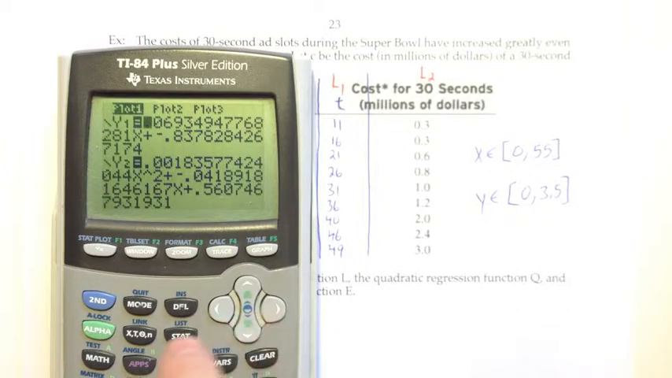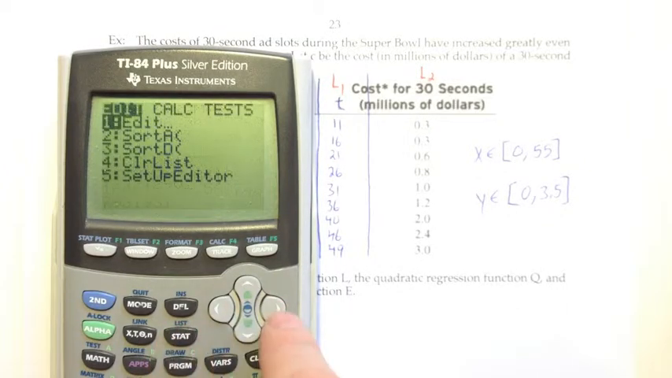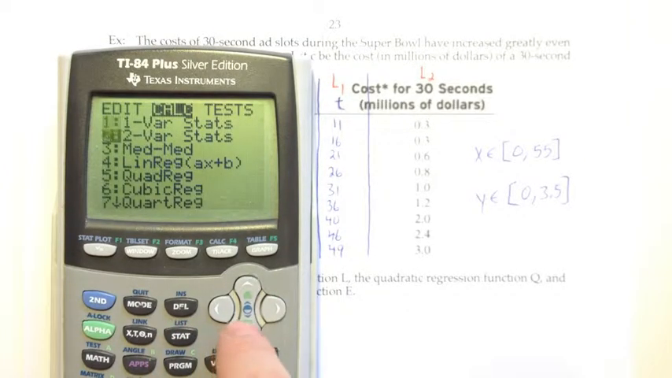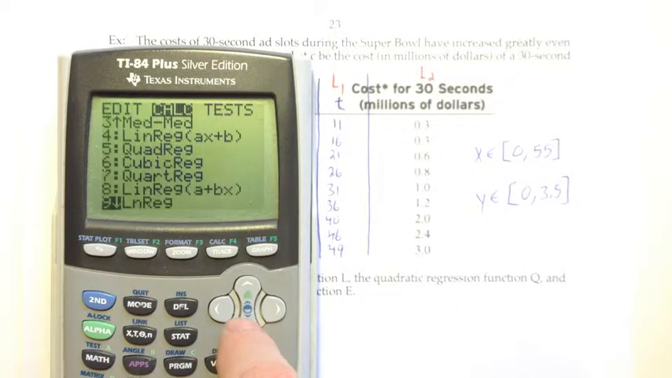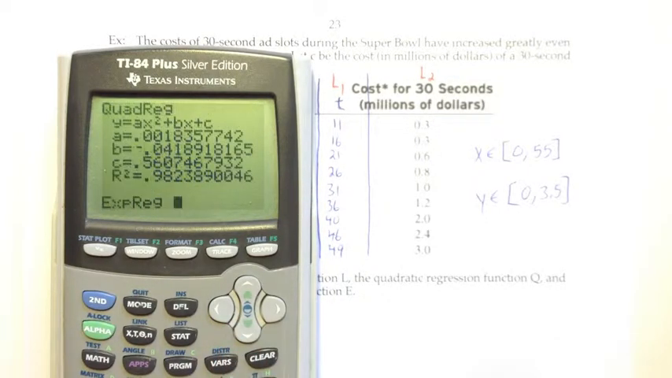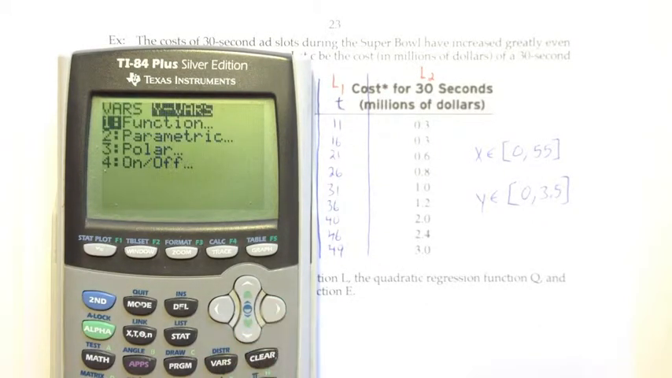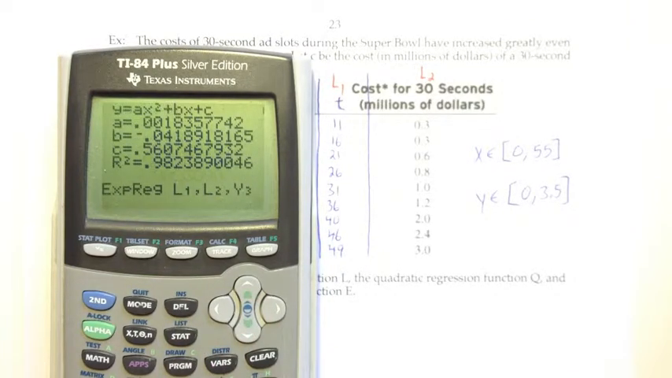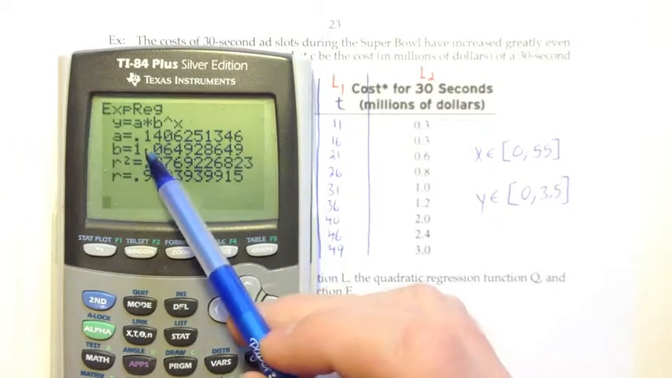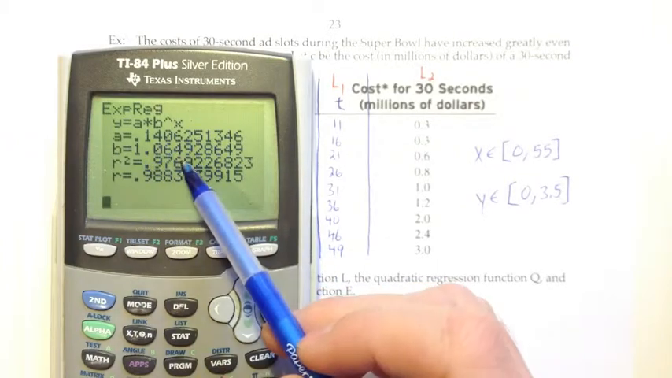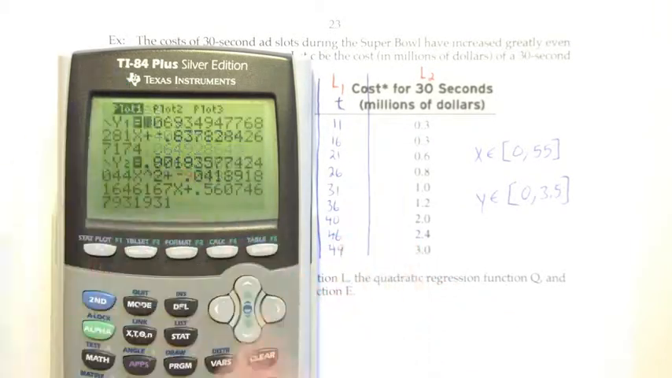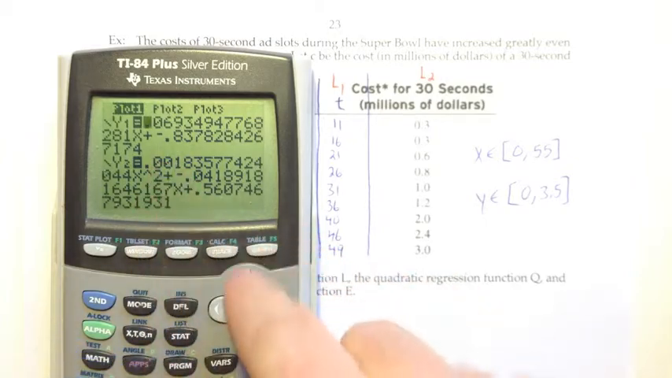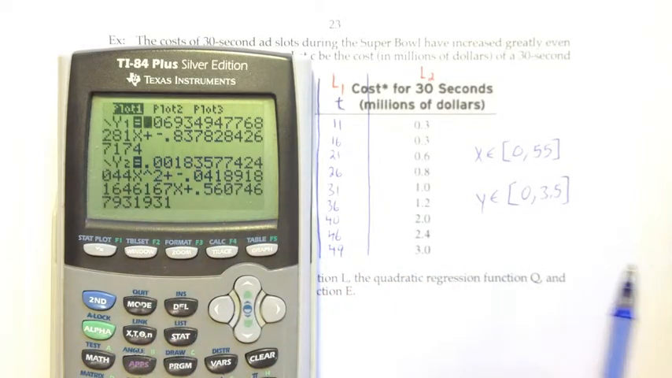And then finally, let's go to Stat and Calc, and they want the exponential one, so I'll go down to exponential regression, tell it the variables, L1 and L2, and then store it: variables, Y variables, function, and I'll put this one in Y3. So that gives me my coefficient and my base, and again, also stored. You can't see it, but if I arrow down, we'll see that stored in Y3.